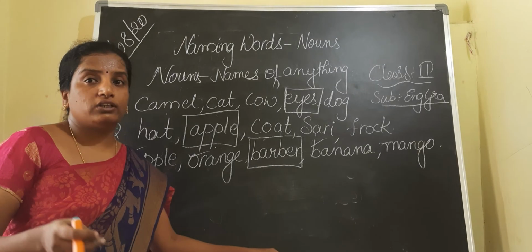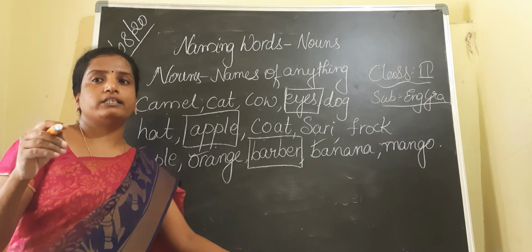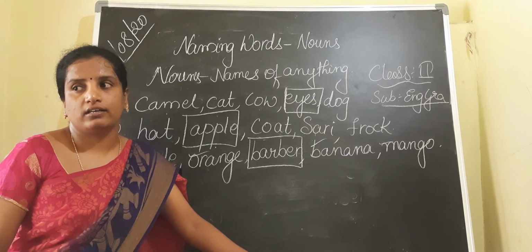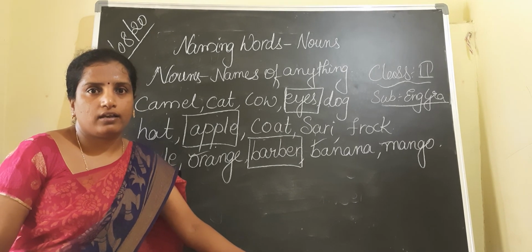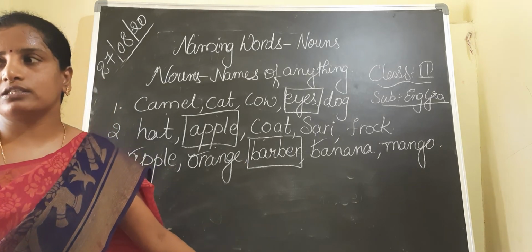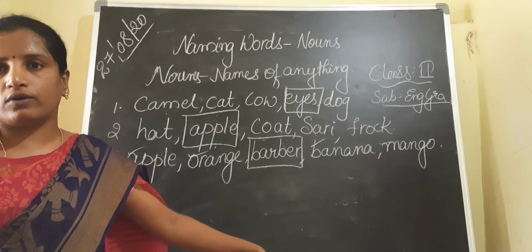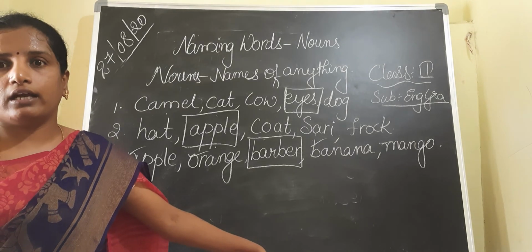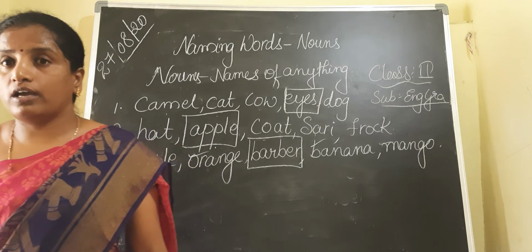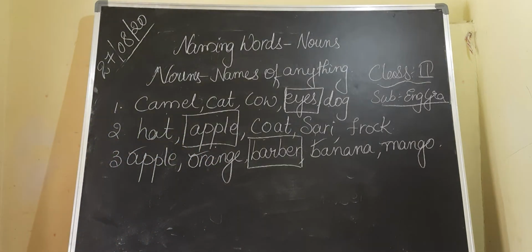In this way we can easily identify the strange one. First you should know the correct category of the words given to you, then you can easily find the strange one. Is it clear to you, children? So what are nouns? Naming words are known as nouns, and there are different categories of nouns. Okay, have a nice day, all of you.